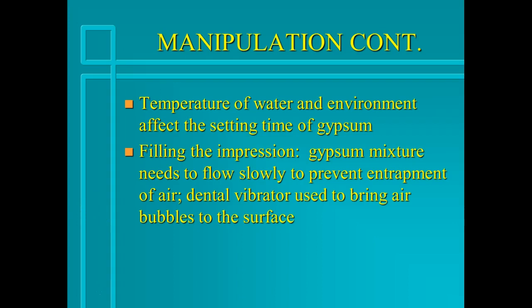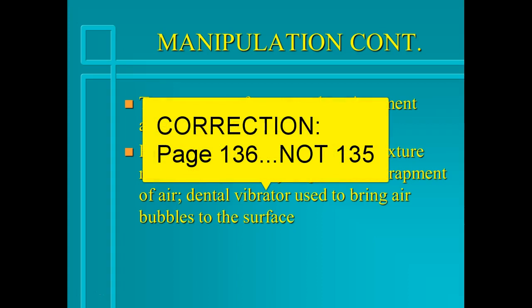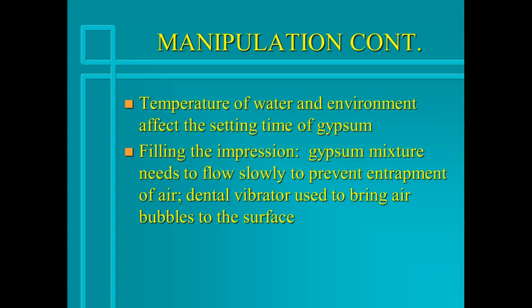Now, when we're filling the impression, the gypsum mixture needs to flow slowly to prevent entrapment of air. The gypsum should flow ahead of itself. The dental vibrator is then used to bring air bubbles to the surface. So let's take a look at page 135, figure 9.8. Here we have an example of an impression that is sitting on a dental vibrator as it is poured with stone.